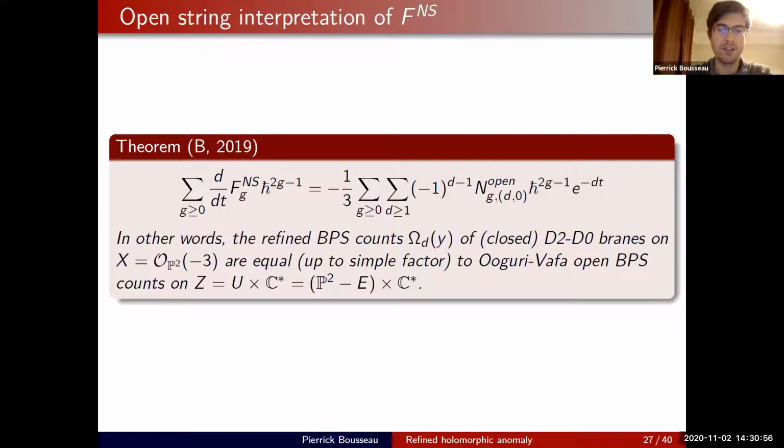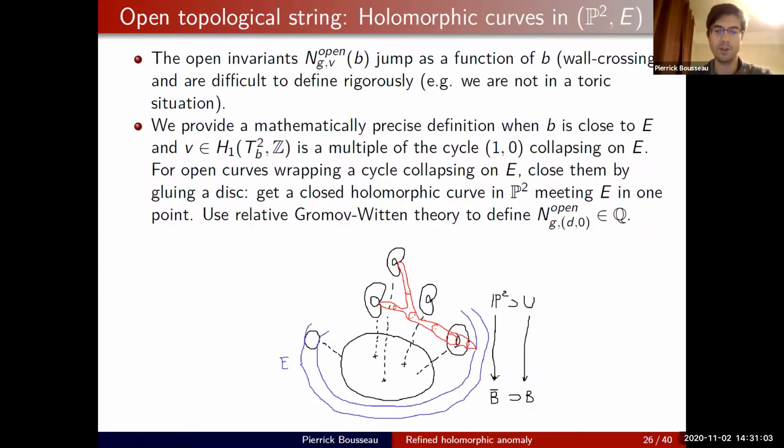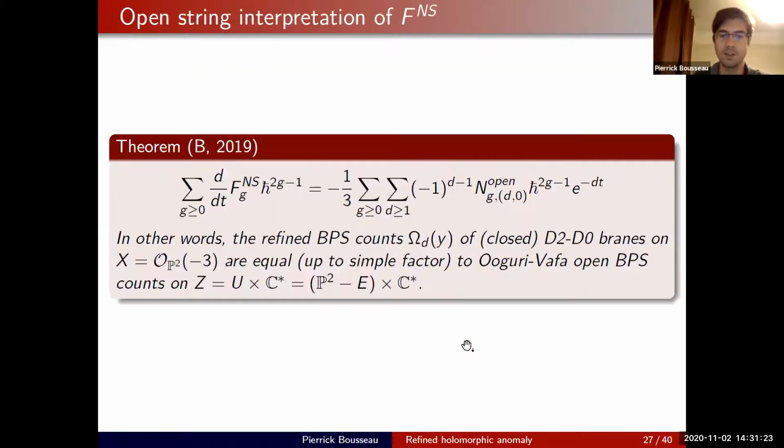So here we're talking about D2-D0 on one side and some open curve on the other side. But in fact, this open curve is only one part of the open theory. It is the part of the theory you get when the cycle wrapped by the boundary of a holomorphic curve is this particular cycle shrinking at infinity. But there is another cycle on T2. There is a basis of two one-cycles on T2. So in this correspondence, we are only using half of the open topological string.